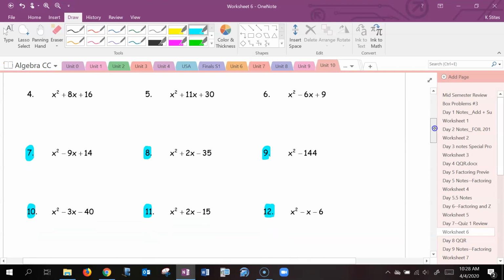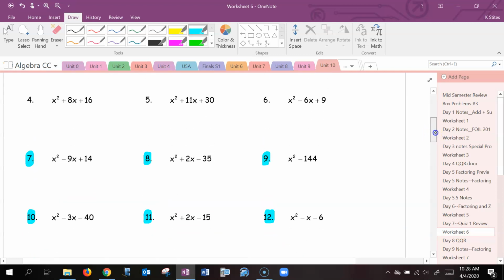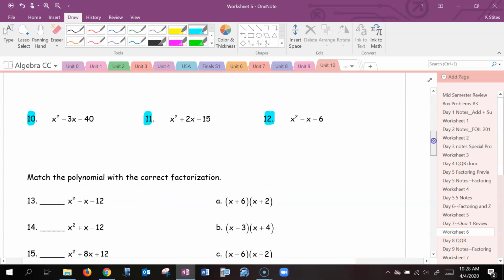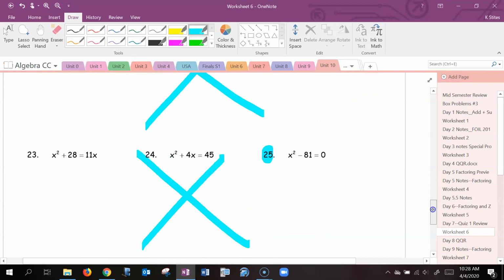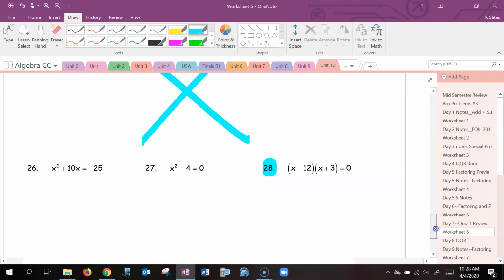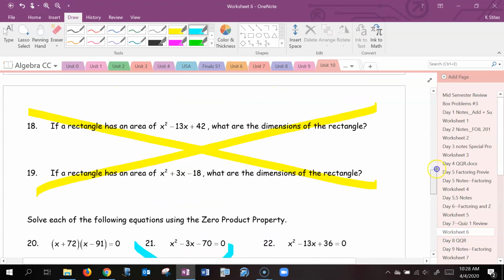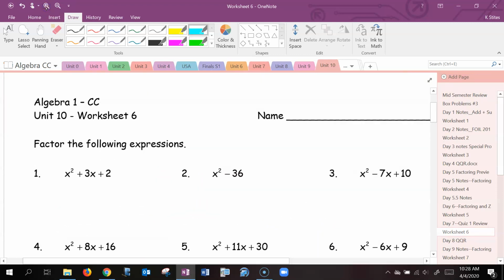So the ones you're going to do are 7 through 12. We'll do 1 through 6 together to make sure you know what you're doing. We're getting rid of 17 through 19. And then you're also going to do 25 and 28 yourself. Make sure when you submit your worksheet that I'm able to see those problems, so I can give you some feedback on if you did them correctly or not. The rest of these we're going to do together right now.